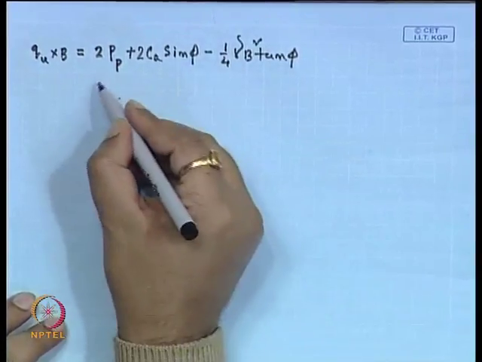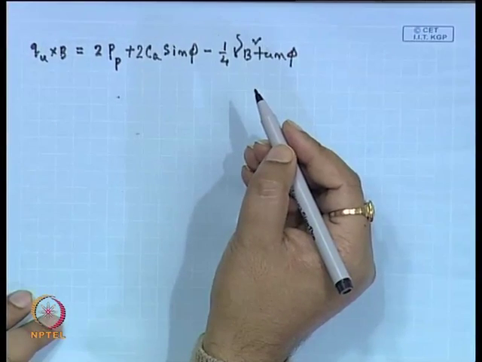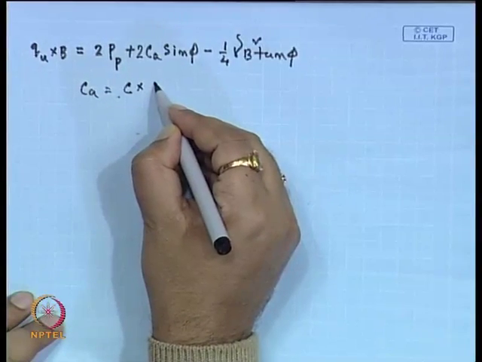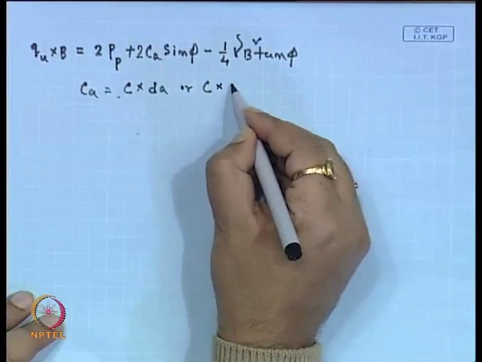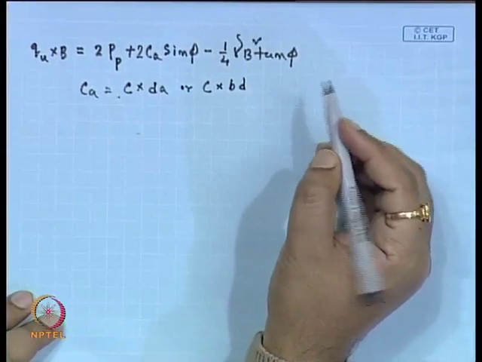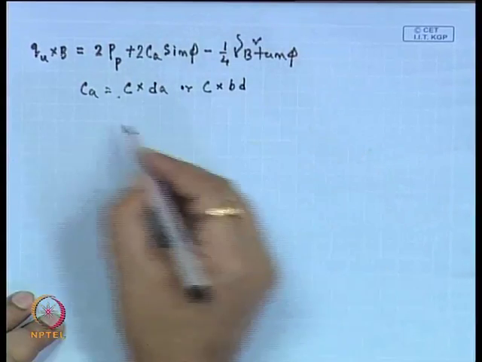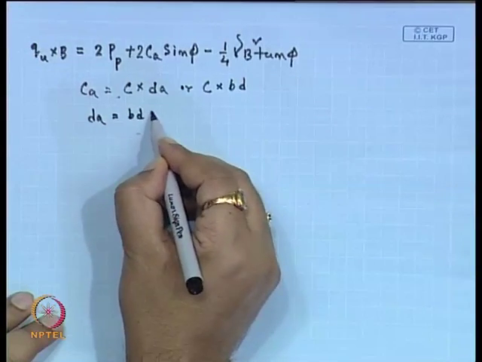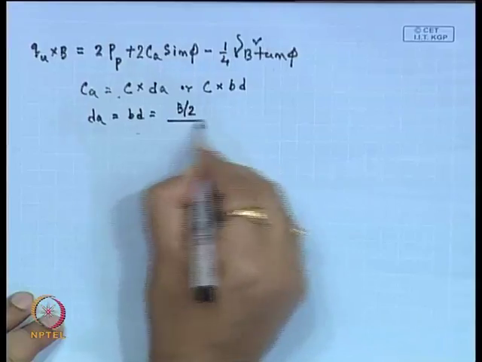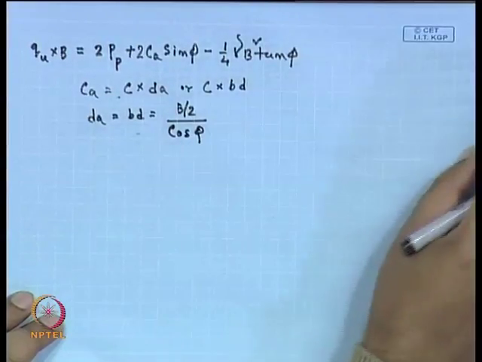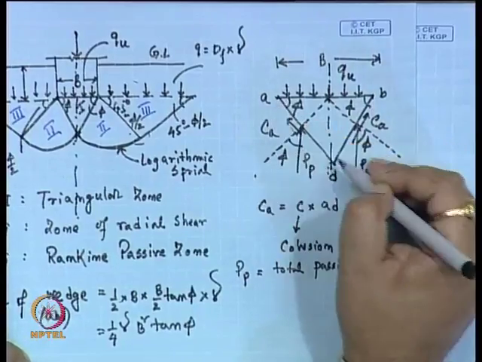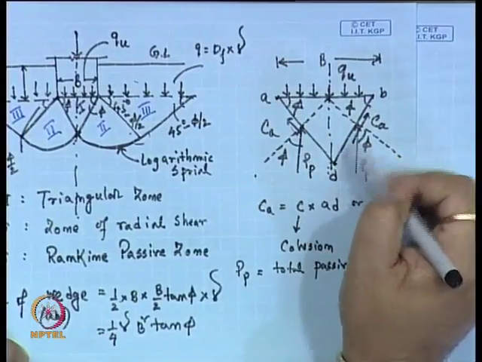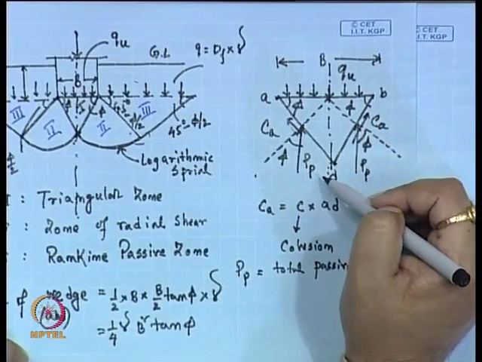So, now we can see here, as we have mentioned that Ca is equal to C into Da or C into Bd. Now, from this figure, we can write this Da is equal to Bd, that will be equal to B by 2 divided by cos phi. So, here in this figure, we can write this Ba, as this height, is B by 2 into tan phi. Similarly, this side Ad or Bd is B by 2 divided by cos phi.